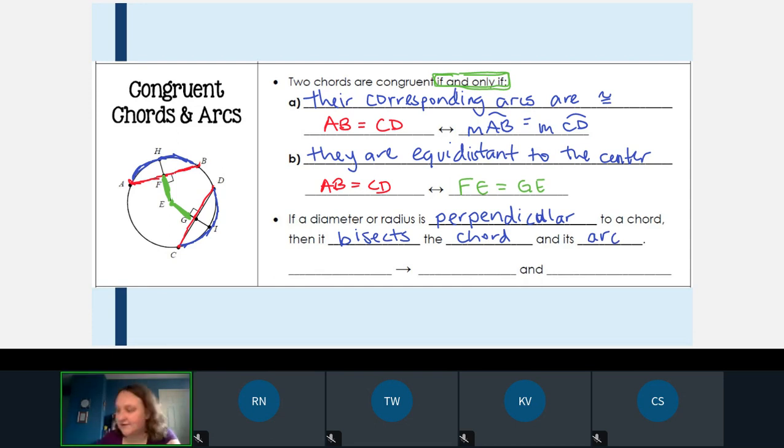Okay, so what that means here is you have this radius. Here we have radius EH. See it there? And it's perpendicular to AB. So EH is perpendicular to AB. If that's true, then AB is being cut in half. So FA will have to be congruent to FB. And if the chord is being cut in half, then the arc inside of it is also being cut in half. So the measure of arc AH will be equal to the measure of arc BH.